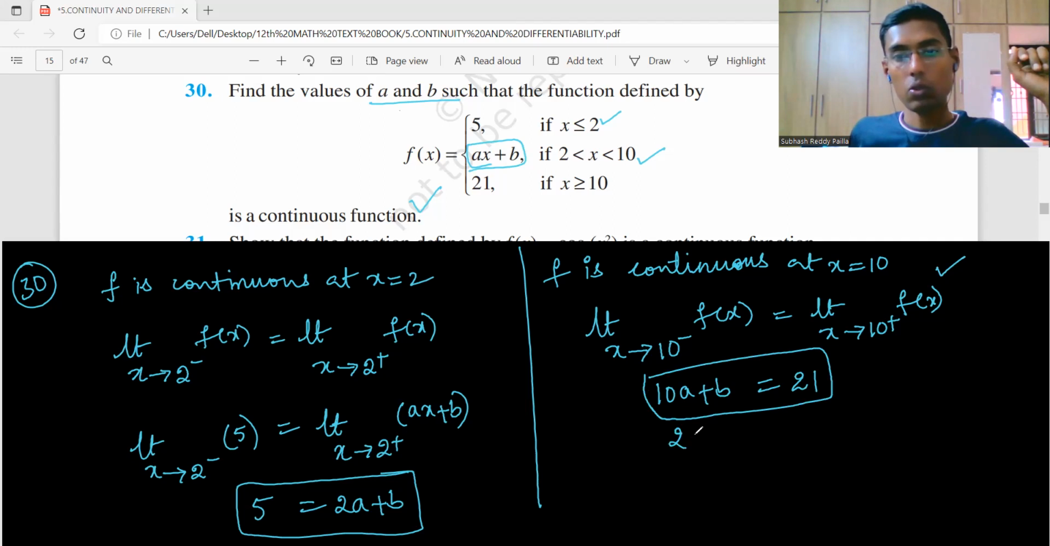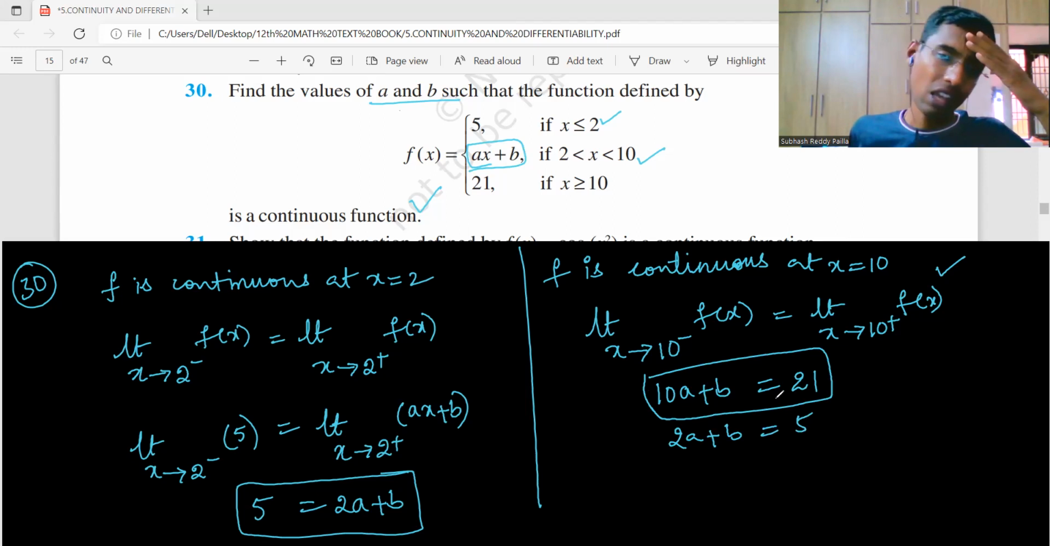So now we have 2a plus b equal to 5, and 10a plus b equal to 21. These two you need to solve to find a and b. As simple as that. Only the continuity definition you should know. These are all easy ones.